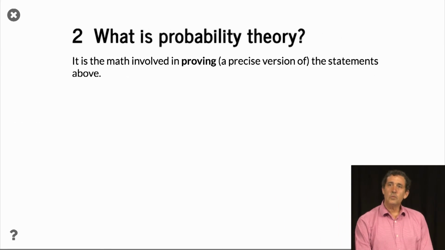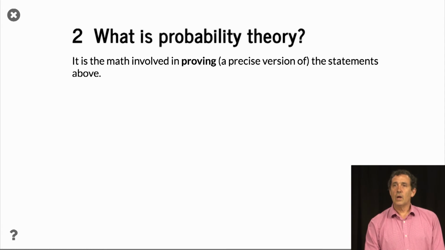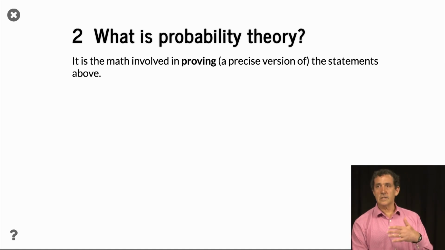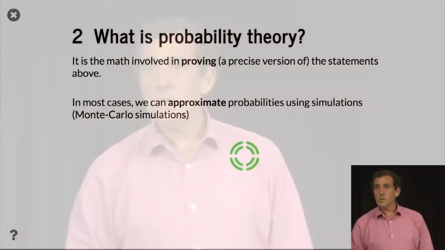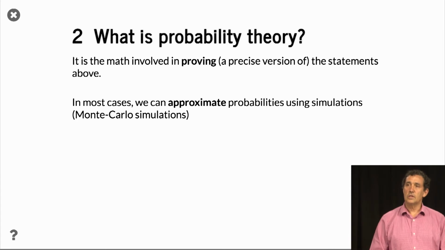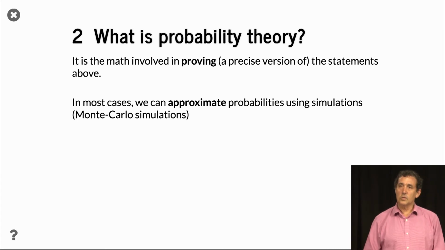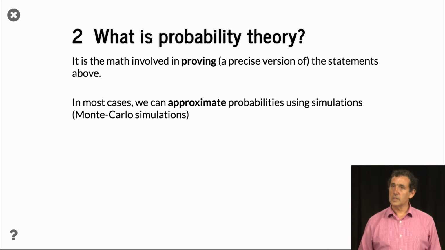Okay, so again, what is probability theory? It's the math involving proving in a precise way the statements that we made above. Before, we just did simulations and alluded to something that we'll prove in the future, but that's really what probability theory is: proving these in a precise way. In most cases, we can approximate the outputs, these probabilities, using simulations. These are called Monte Carlo simulations, and that's essentially what we did in these little experiments.